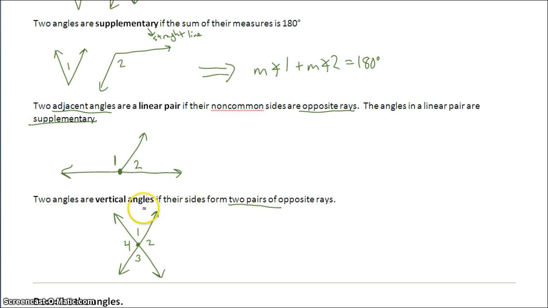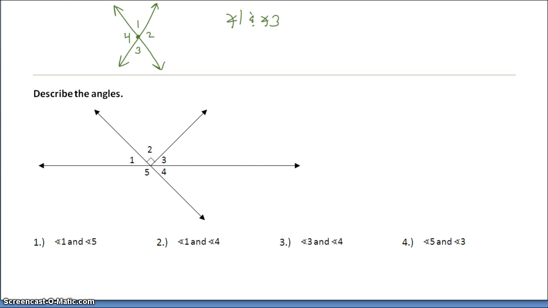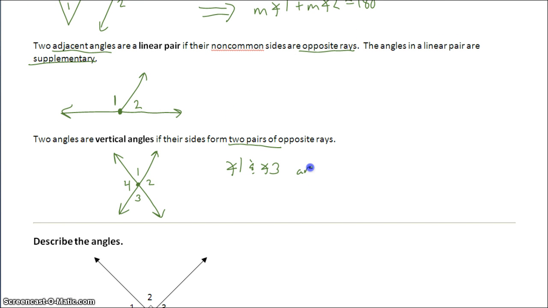Now the angles that are vertical are going to be the angles that are across from each other. So angle 1 and angle 3 are vertical. And angle 2 and angle 4 are vertical. So don't think vertical means up and down like it did in algebra. Vertical means across from. So if we have vertical angles, 1 and 3 are vertical, and 2 and 4 are vertical.